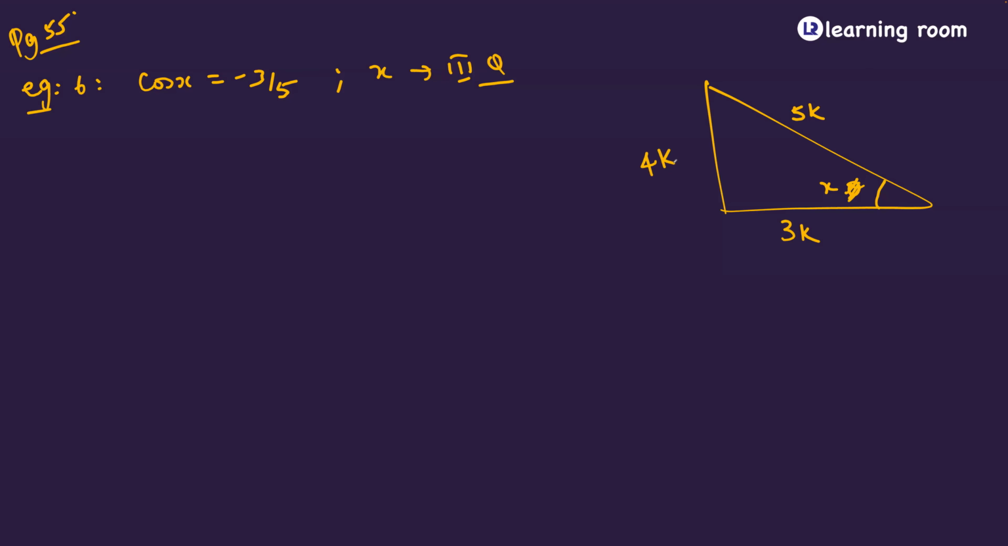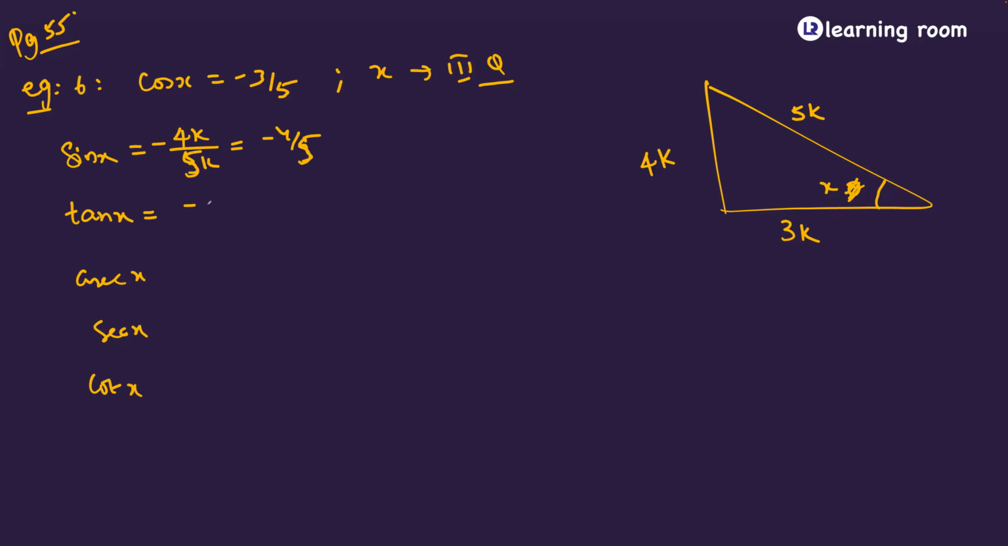So what is sin x? What are the other trigonometric ratios that we need? Sin, tan, cosecant, secant. What is sin x? 4k by 5k, which is 4 by 5, but with a minus sign, since it is the third quadrant. So it is minus.